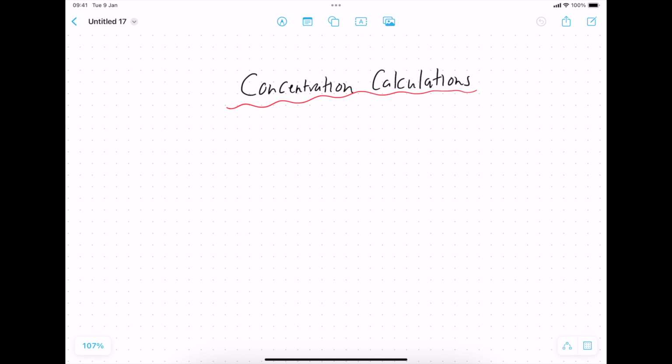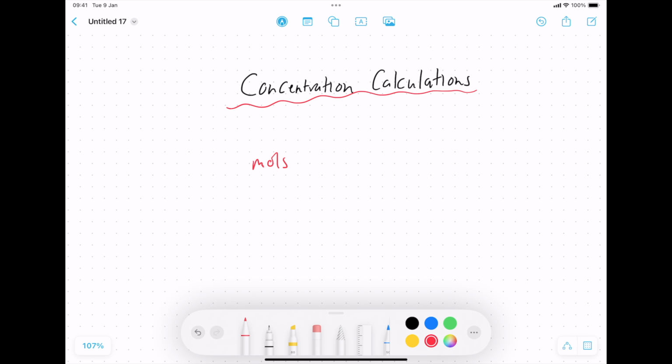Before we get into today's example, make sure you have your periodic table to hand, your calculator, and we're going to recap the formula first of all. The formula is a really simple one. It is just simply moles is equal to C times V, where C is the concentration and the unit for concentration is always the same. It's moles per decimeter cubed, dm to the minus 3. And then the volume is V, and that must always be in decimeter cubed.